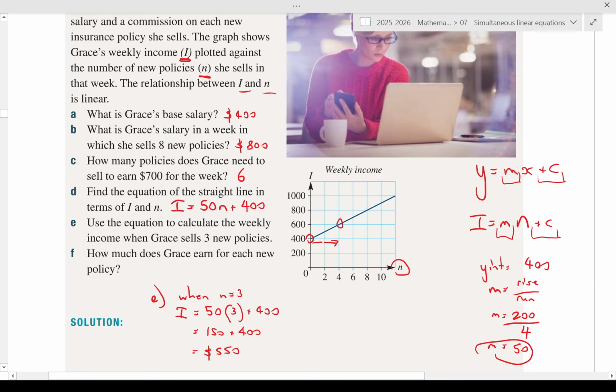That's question E. And therefore, how much does Grace earn for each new policy? We've actually already worked that out when we worked out our gradient. Every new policy, she gets $50. Okay. That was a good one. We're done.